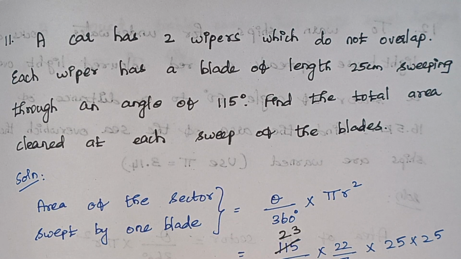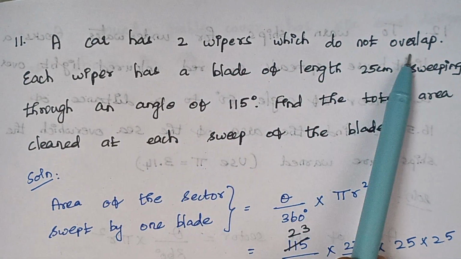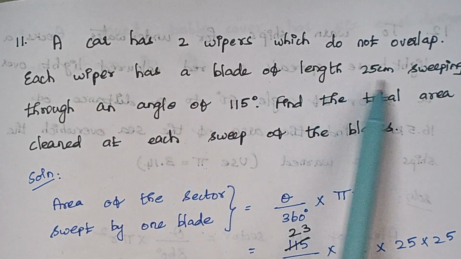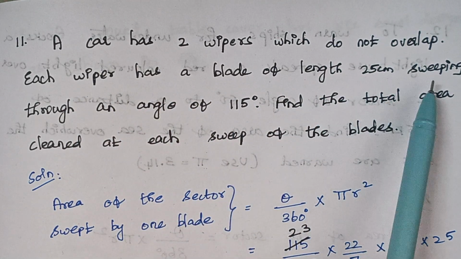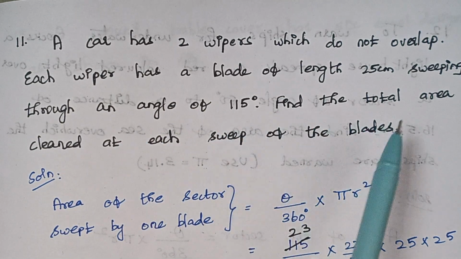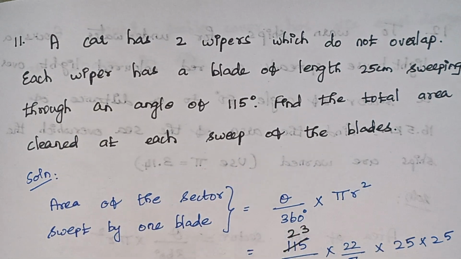Today we are going to solve problems 11 and 12 in exercise 12.2. Problem 11: a car has two wipers which do not overlap. Each wiper has a blade of length 25 cm sweeping through an angle of 115 degrees. Find the total area cleaned at each sweep of the blades.